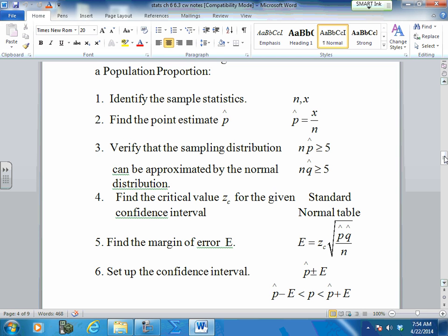So if you use the formulas, you don't need anything else. You're going to test. You're going to find your ZC, same way we did before. You're going to put it in your margin of error formula. You're going to build your confidence interval.